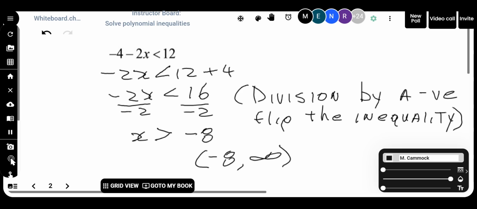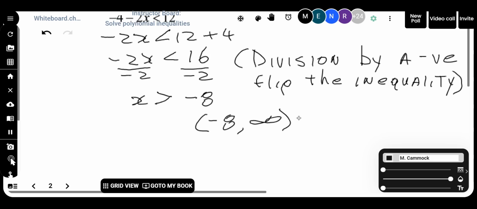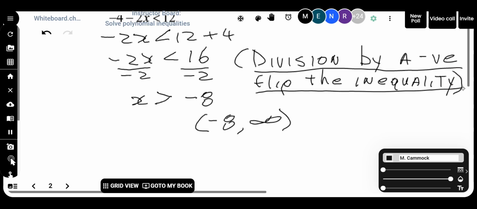Perfect. All right. So another way of writing the answer is minus 8 to infinity. I'm not saying that one is a better way of writing the answer than the other. I'm just giving you both ways. But here's the important point. Division by a negative means you have to flip the inequality. Exactly what Janaya said a couple minutes ago. All right. That's good. Let's keep going.